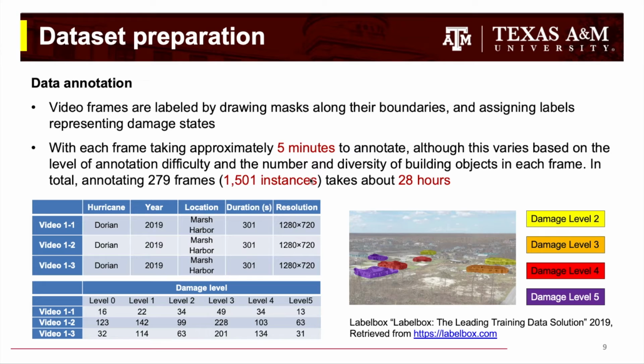We have collected 3 videos from YouTube after Hurricane Dorian. As shown in the figure, we use label box to label the location of buildings and their damage level in the selected frames. In total, we have created about 1,500 samples, which takes about 28 hours by one annotator.